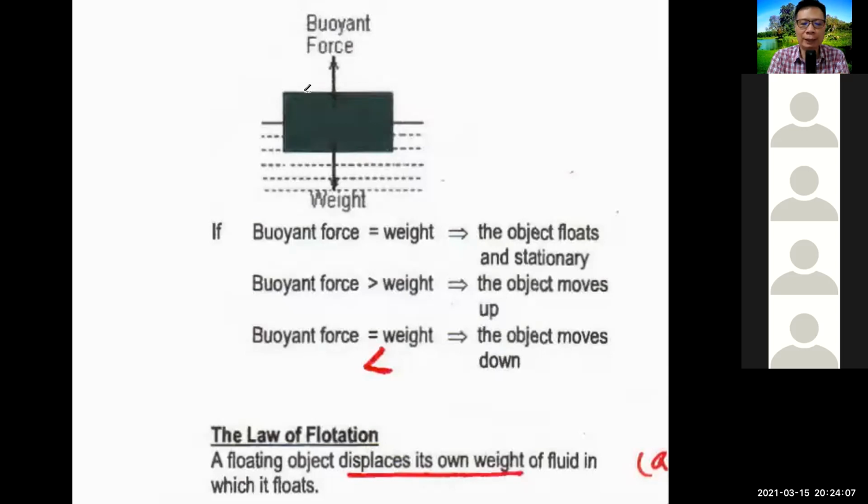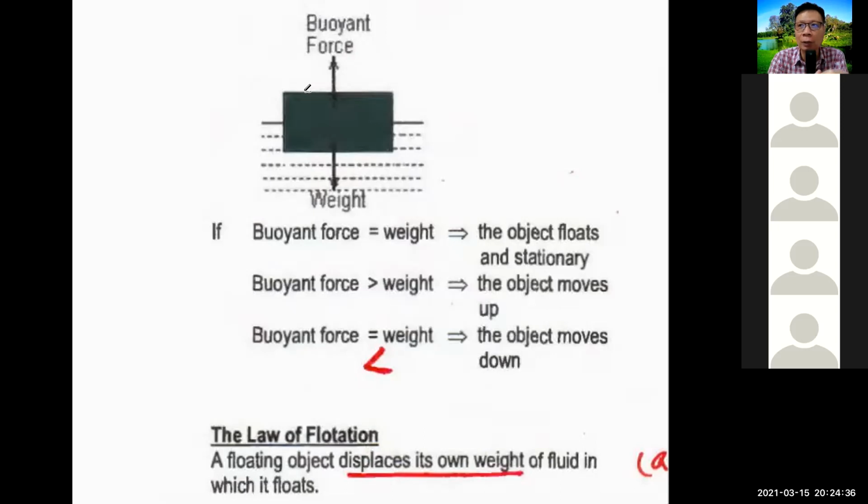For example, let's say a durian, 200 Newton. This durian drops into the water and then slowly it will float, right? So when the durian is floating in the water, the durian must displace 200 Newton of water. It displaces its own weight.